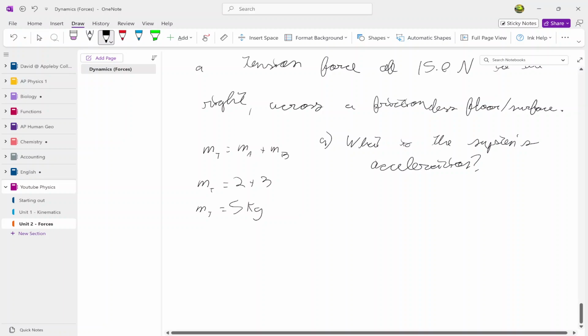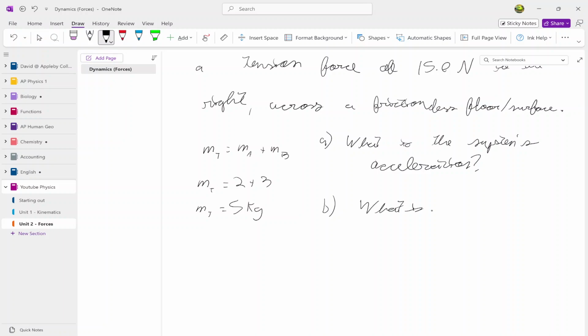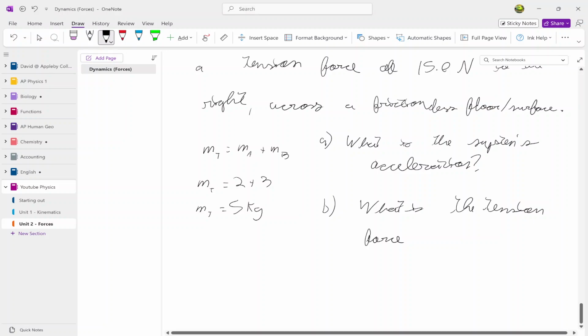What is the tension? That's a good one. What is the tension force? What is the tension force between the boxes?